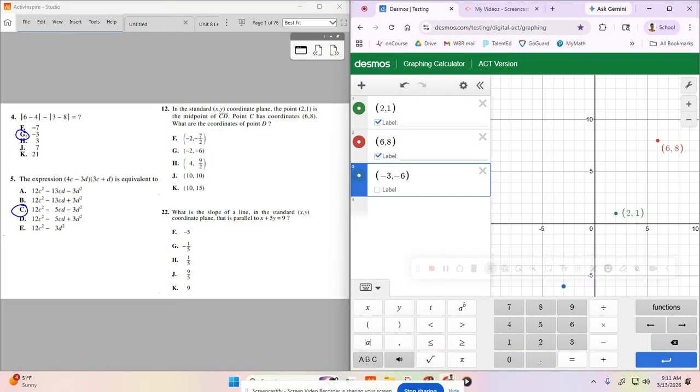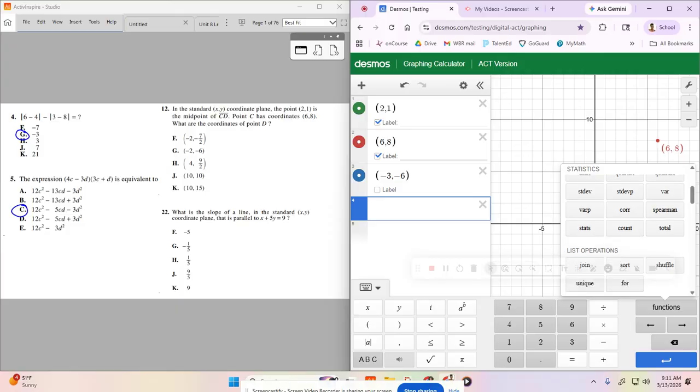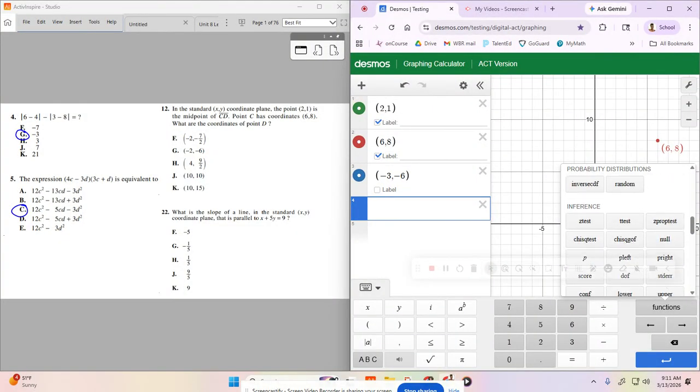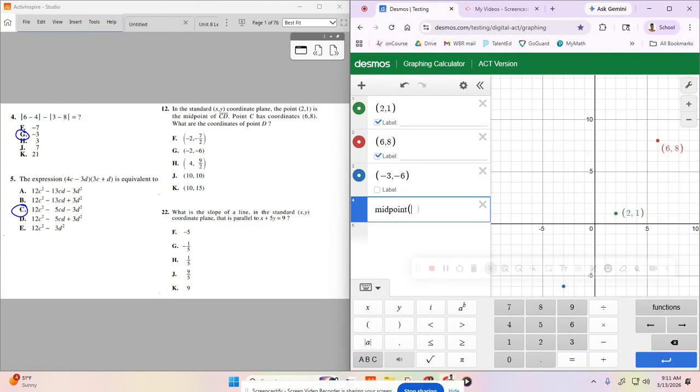Okay. I'm trying something new right now, but I did remember seeing in the functions a midpoint. Let's see if I can find that again. Scrolling through the functions, I'm trying to find a midpoint. Midpoint. Oh wow, this might be even easier because I could have just tried the answer choices.